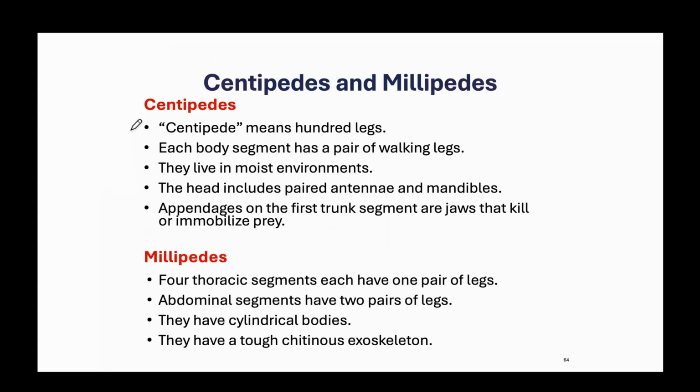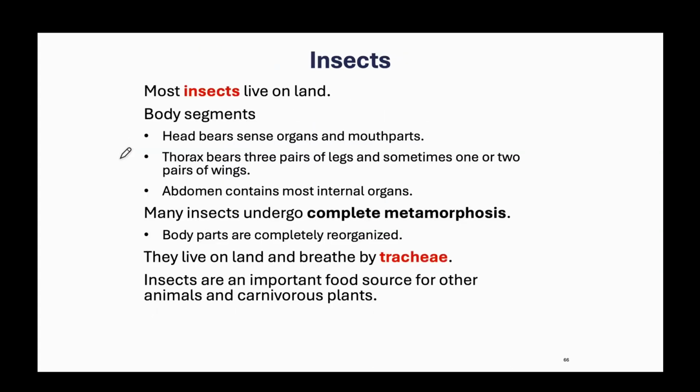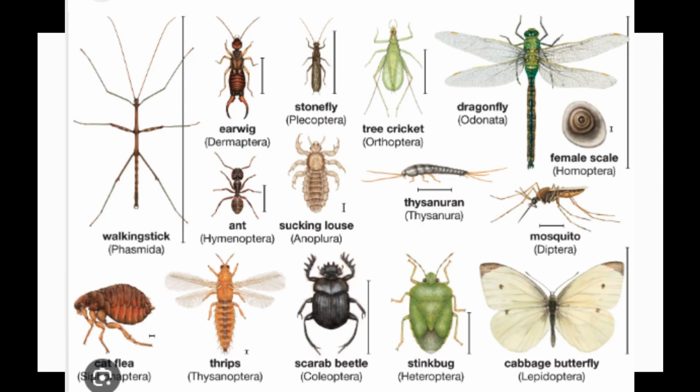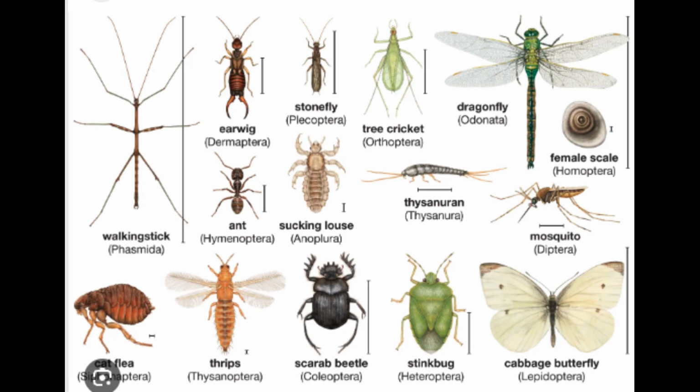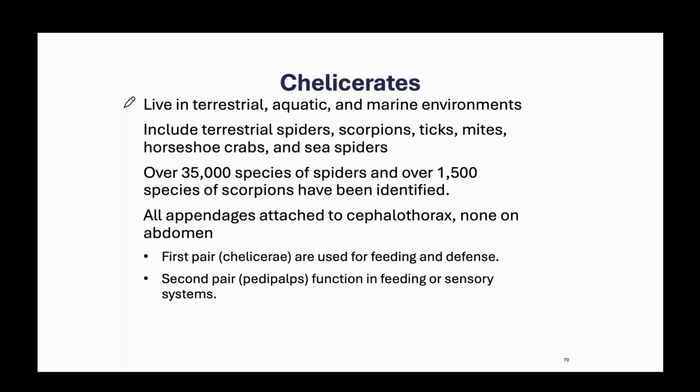And the big thing, we also have insects. You need to know that that is an example of an arthropod. And in these body segments, the head bears sense organs and mouth parts. The thorax has 3 pairs. This is what makes an insect: 3 pairs of legs and sometimes 1 or 2 pairs of wings. The abdomen contains most internal organs, and most insects go through complete metamorphosis. They live on land and breathe through a trachea. So insects are going to be one of our most diverse groups. We also include your horseshoe crab, your scorpions, and spiders.